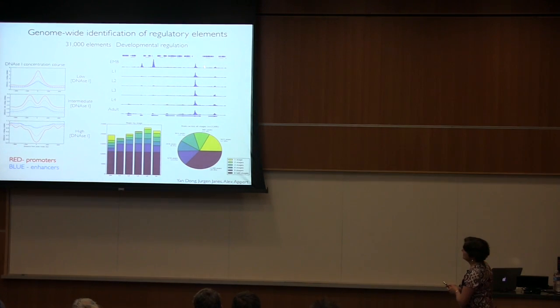So here's an example of the ATAC-seq at the different developmental stages. You can see we see development. We have 31,000 elements that we've identified across the genome. Here's some embryonic peaks that are in embryos and essentially not in the other stages. Here's a peak that's in probably an active promoter that's in all stages. And we see about 5,000 of those 31,000 are only in one stage, but about two-thirds of these peaks show developmental regulation.